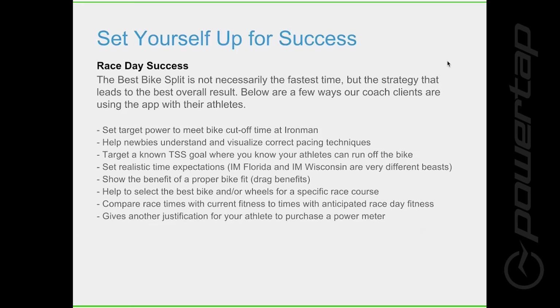So, I like to tell everybody it's not called fastest bike split. It's called best bike split. So it's not necessarily the fastest time, but it's the strategy that gets you to the finish line fastest. In a time trial, yeah, it's probably the fastest time for your given ability. But in an Ironman or even a short distance triathlon, it's not.